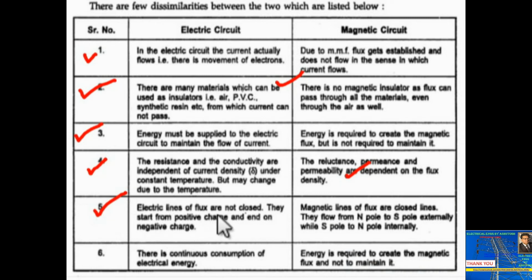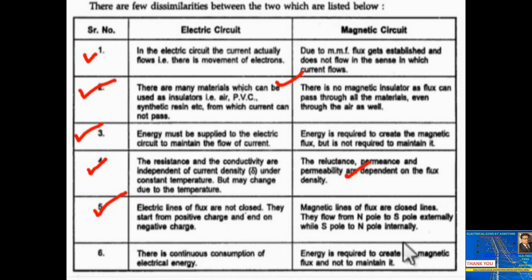And here fifth point, electric lines of flux, that is electric flux, are not closed. They start from positive charge and end on negative charge. You already know positive charge. So the electric flux lines originate from positive charge, and they do not make a closed loop. They do not form a closed loop.